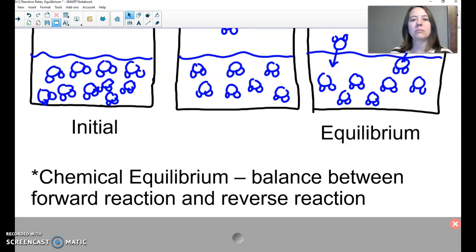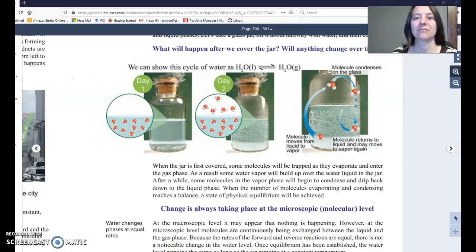And before we jump into chemical equilibrium, let's take a look in our book. This is the same concept, just a little bit prettier. We have all of our molecules in the liquid phase, and then on day 2 we see some molecules have evaporated. And then when it's in equilibrium, the rate at which the water molecules in the liquid phase evaporate is balanced with the rate at which molecules will condense back into the liquid phase. They condense on the glass and then fall down and become liquid again.